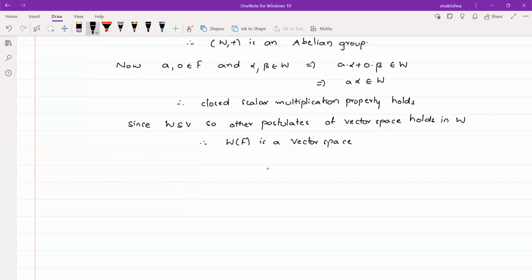Already it was given that W is a subset of V, and now we have proved that W is a vector space. By combining these two statements, we can write W over F is a subspace of V over F, or simply you can write W is a subspace of V. Okay, hence the theorem.